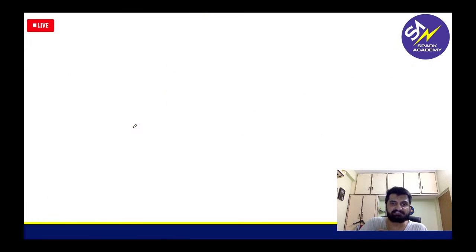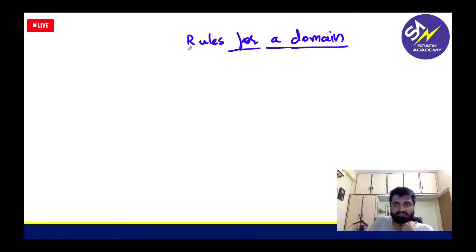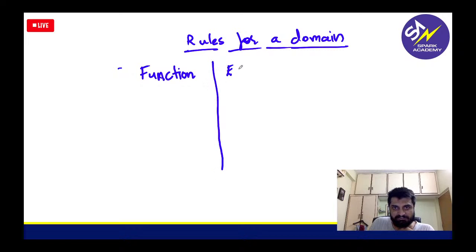So let us discuss some fundamental rules for a domain. Now I will be giving you a few rules on the basis of which we will solve the domain questions. So any function's domain you can find out once you know these rules. Okay. So I will make a table like this. A function, I will call this a function, and I will say the exception.